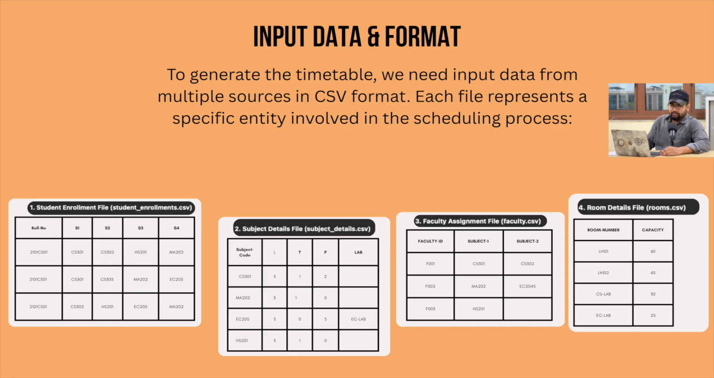Now talking about the room availability and capacity of the room. So for example, we have taken LH01 for the capacity of 60 students. For LH02, we have taken 45 students capacity. In CS lab, we will be having 30 seats and in EC lab, we will be having 25 seats.